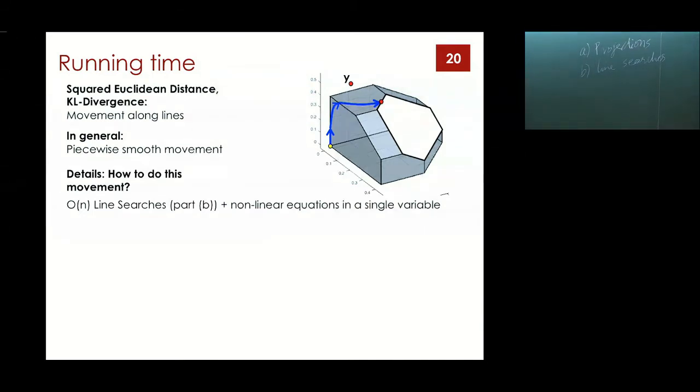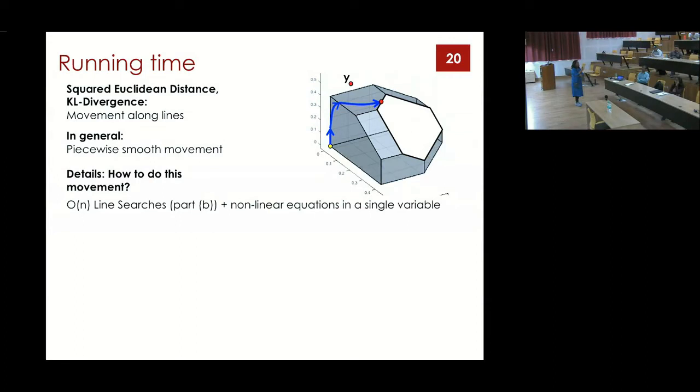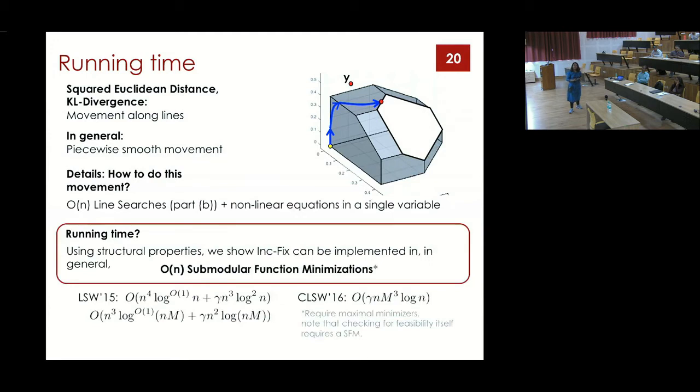And so that's part B of the talk. You are required to solve some nonlinear equations in a single variable. These nonlinear equations look like the inverse of the gradient at some elements having to equal the submodular function value on a particular set. That's the form of these nonlinear equations. And after doing some more work, we can show that this algorithm can be implemented in n submodular function minimizations.